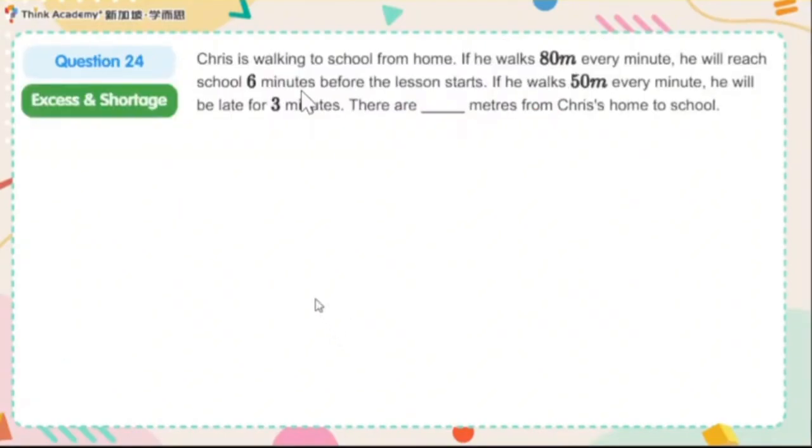And then let's enter question 24, right? Question 24 is about excess and shortage, right? I believe most of you have learned of this before, right? But it's more about comparing the difference in different scenarios. Like what's the difference in the results in two different scenarios, right?